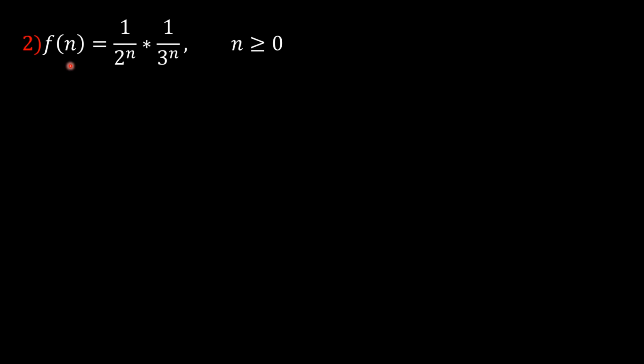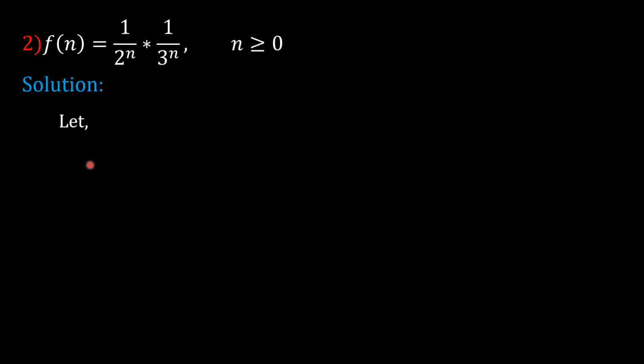Second sequence is f of n is equal to 1 upon 2 raised to n star 1 upon 3 raised to n. So this is convolution of the two sequences for n greater than or equal to 0. In the solution, we are going to obtain Z transform of both the sequences 1 upon 2 raised to n and 1 upon 3 raised to n separately.